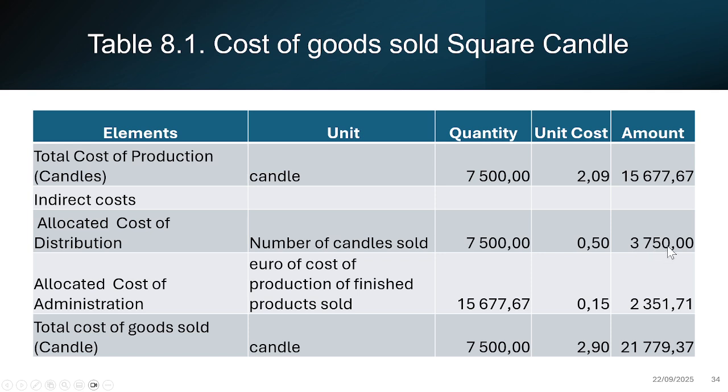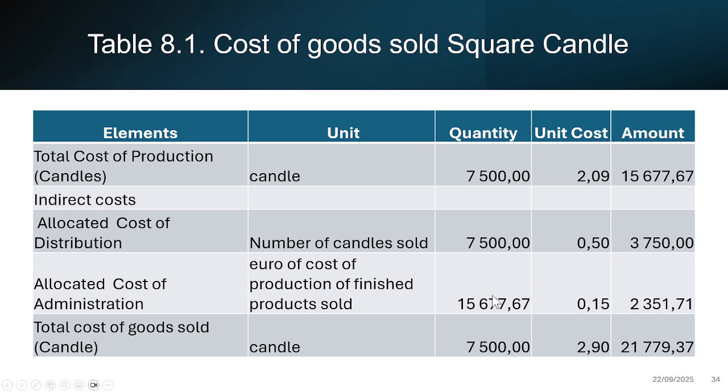The total distribution cost is 7,500 multiplied by 50 equals 3,750. For indirect administration cost, these costs are allocated based on the production cost of the goods sold. So here you can see that the production cost of goods sold is 15,672. So we move here to the quantity.